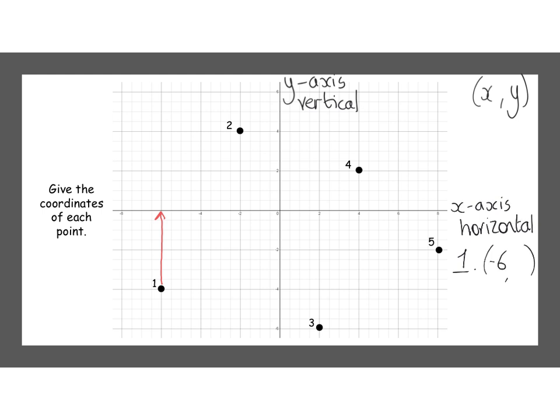And then we have to look at the y-axis and see how far it comes down on the y-axis. If you look over here, it came down minus 1, minus 2, minus 3, minus 4. So we have 1 is (-6, -4). For 2, we do the exact same thing.